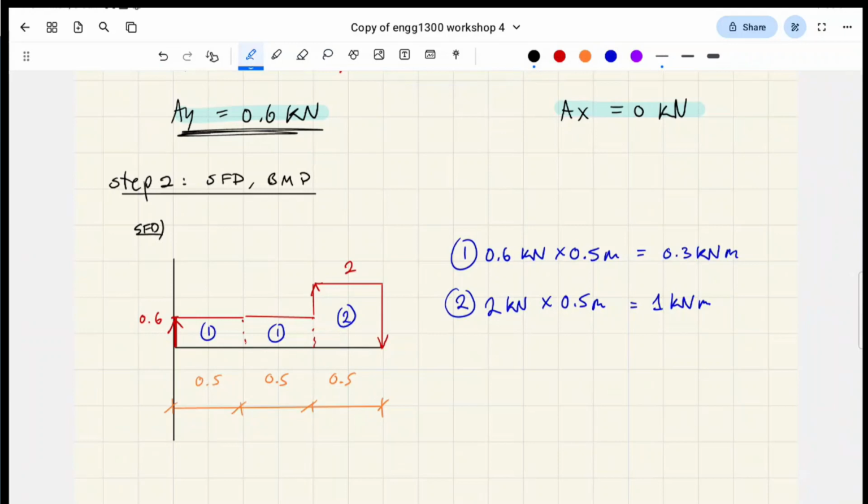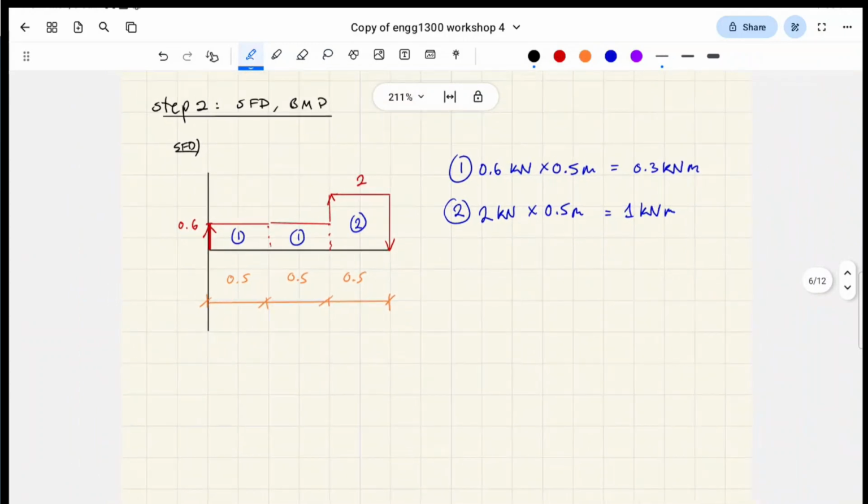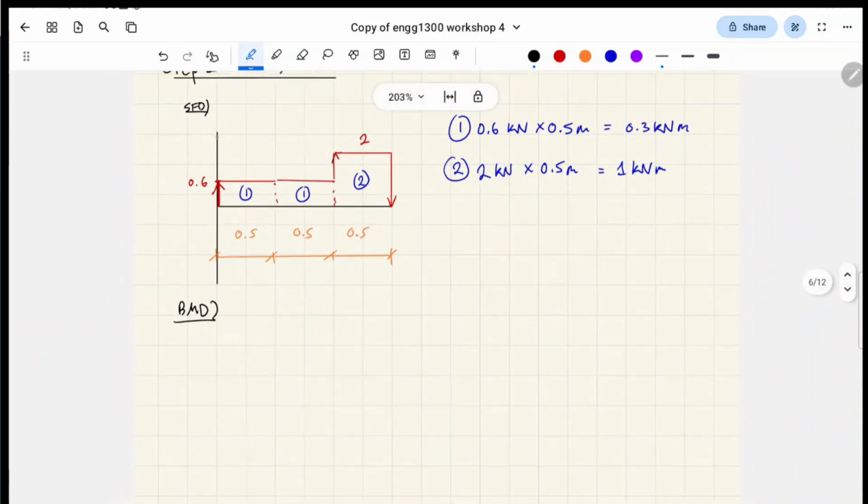And if it doesn't, you know you did the question wrong. So for the bending moment diagram, it's going to look like this.